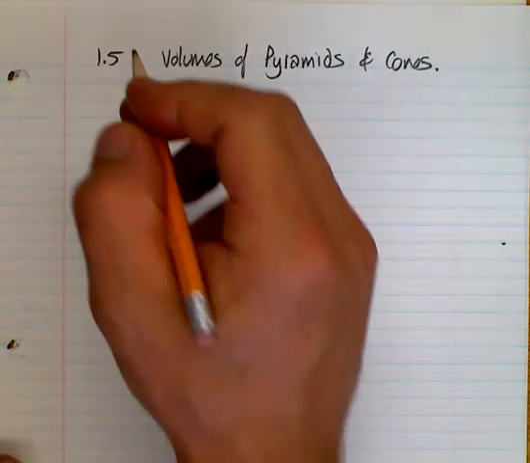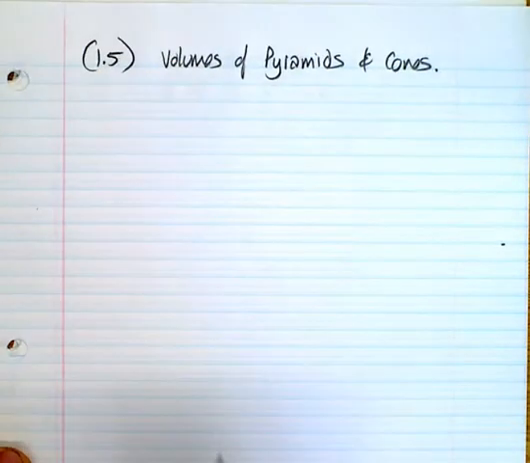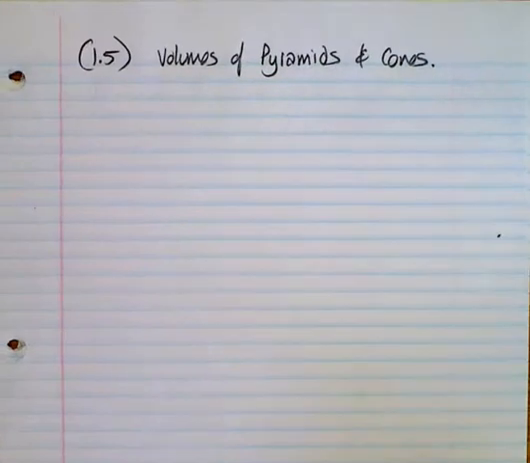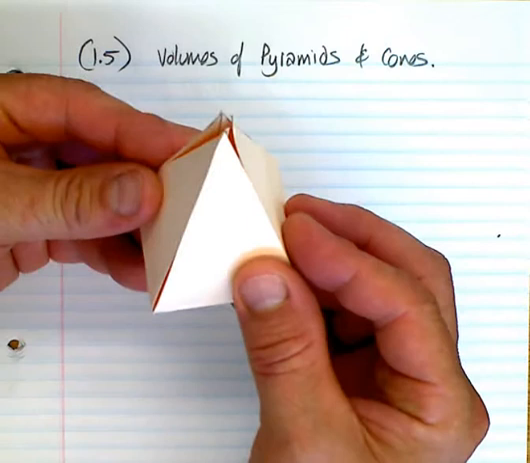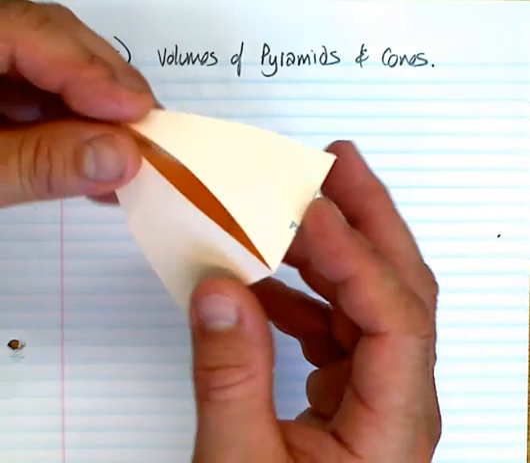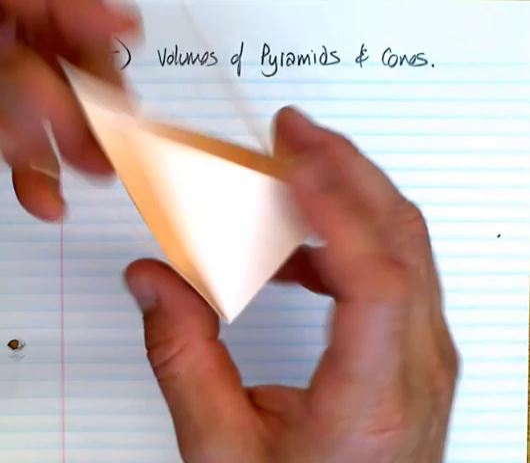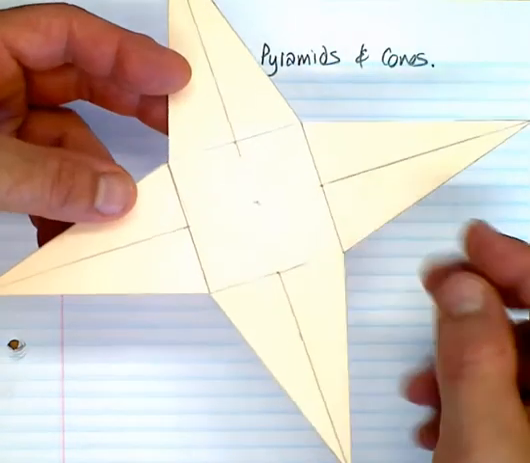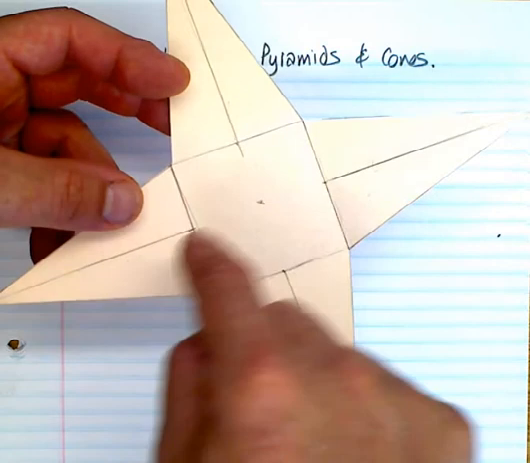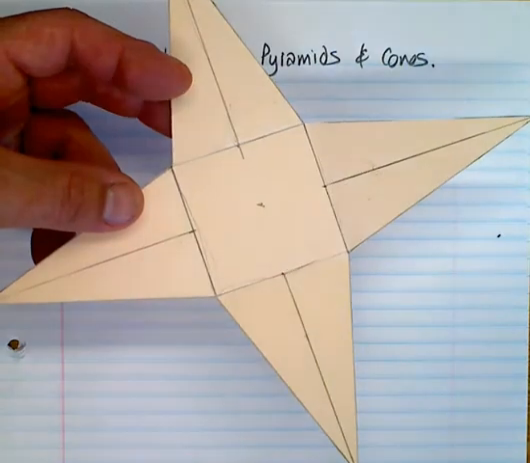Here we are with section 1.5, dealing with volumes of pyramids and cones now. So we've looked at pyramids and we've looked at cones, and what we've been finding is surface area. So you look at a pyramid like this, the surface area is the area of all the outside faces. We can unwrap it. You get what we call a net, where you find the area of all the sides, add them up, and that is the surface area.